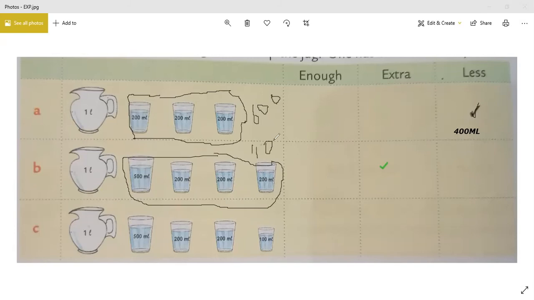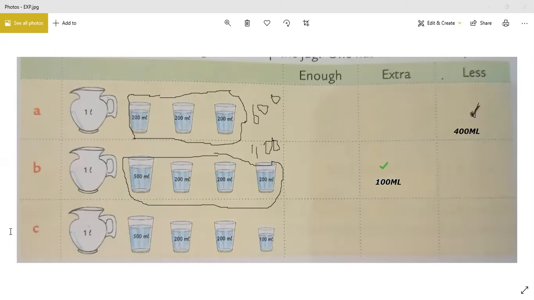1100, and we need 1000 ml. So how much extra is there? You tell me. How many ml extra? 100 ml. 100 ml is extra here. Yes. Okay, now see the third one.